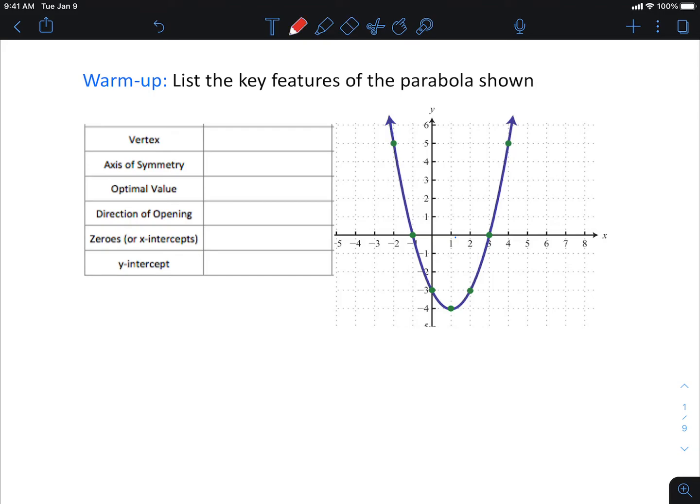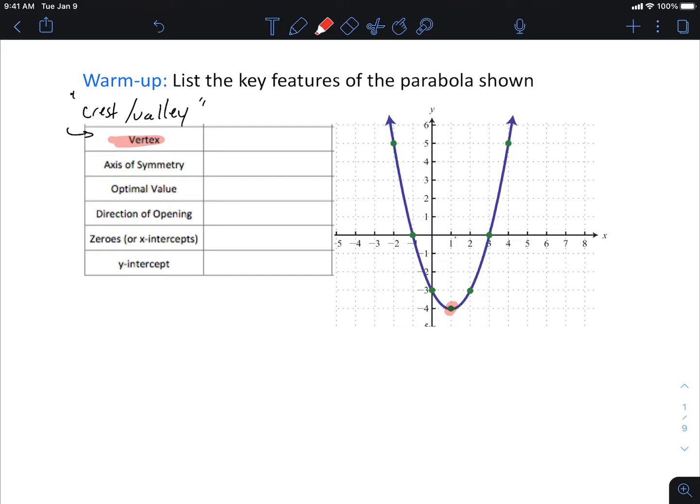Okay, so the vertex, and maybe I'll do these in different colors. The vertex is the highest or lowest point, right? It's like a point. It's like the crest of a hill, or the valley. Maybe I'll write that on here. Okay, that's what the vertex is. So we go to our graph and we identify that point, which I see is right here.